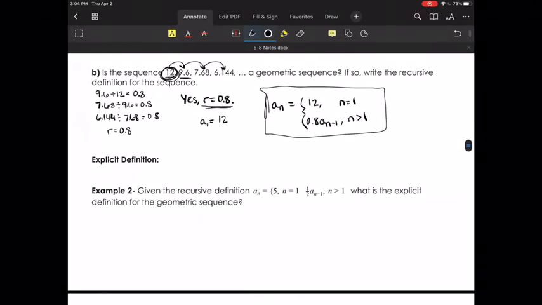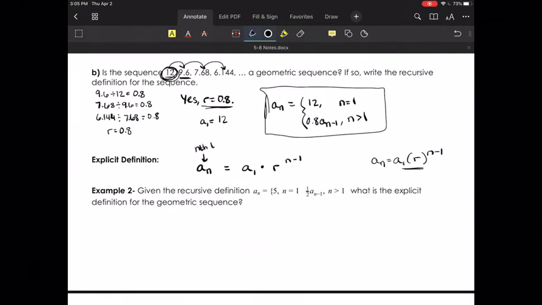Now we have explicit definition. So here's what an explicit definition looks like. I'll try to write it out kind of wide because I'm going to then write out what each thing means. So you have a_n equals a1 times r^(n-1). You'll often see it written like this, just to show you. That's the same thing. Parentheses still mean multiplication.